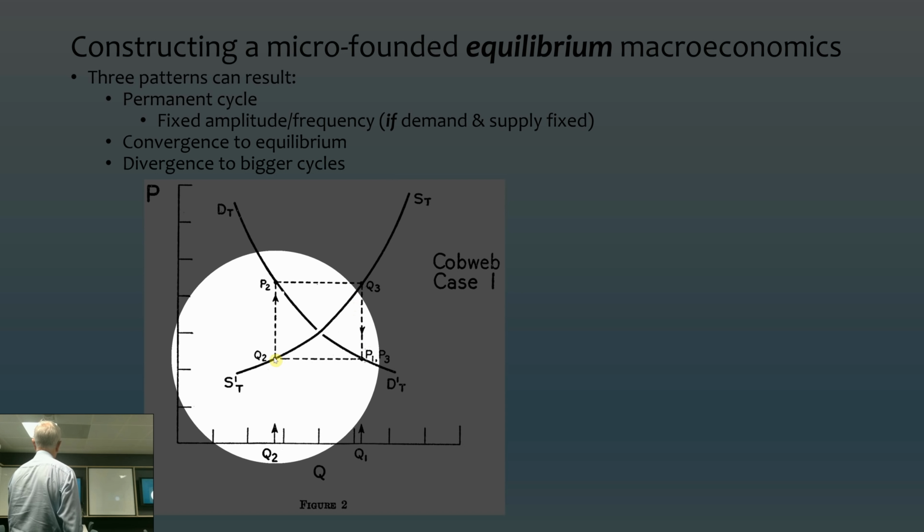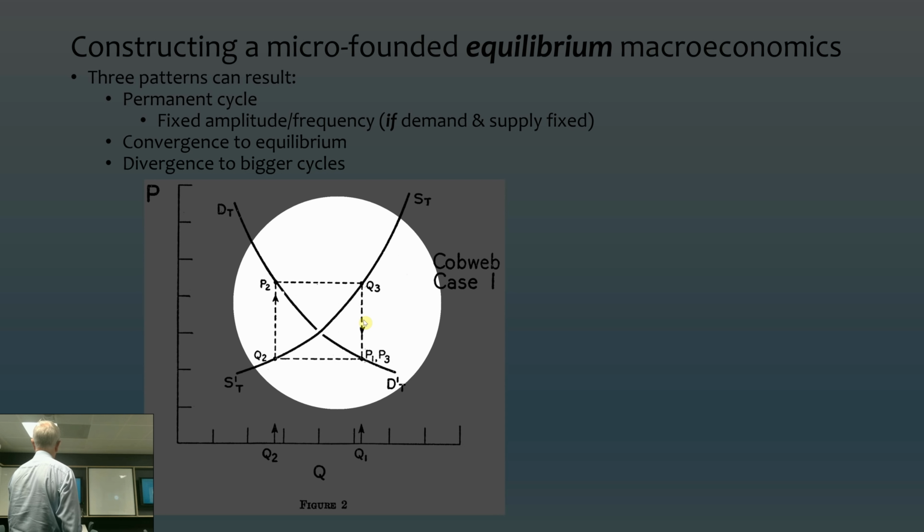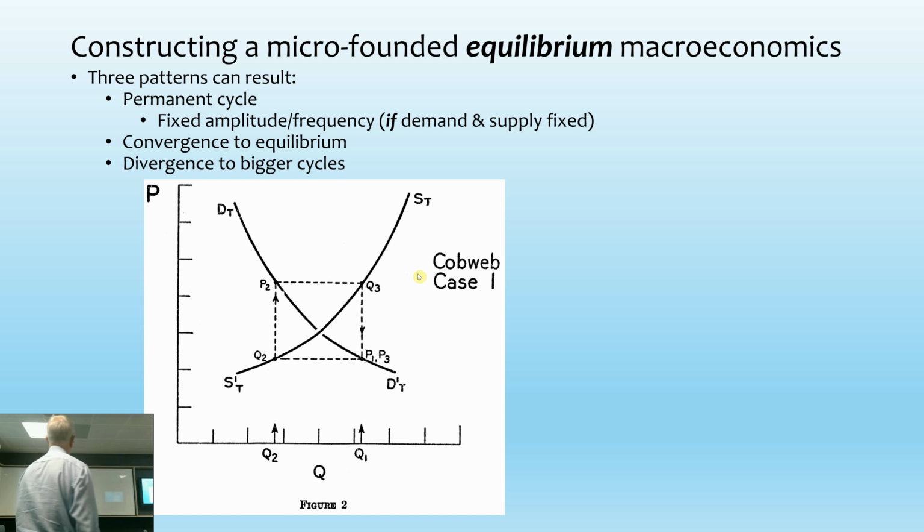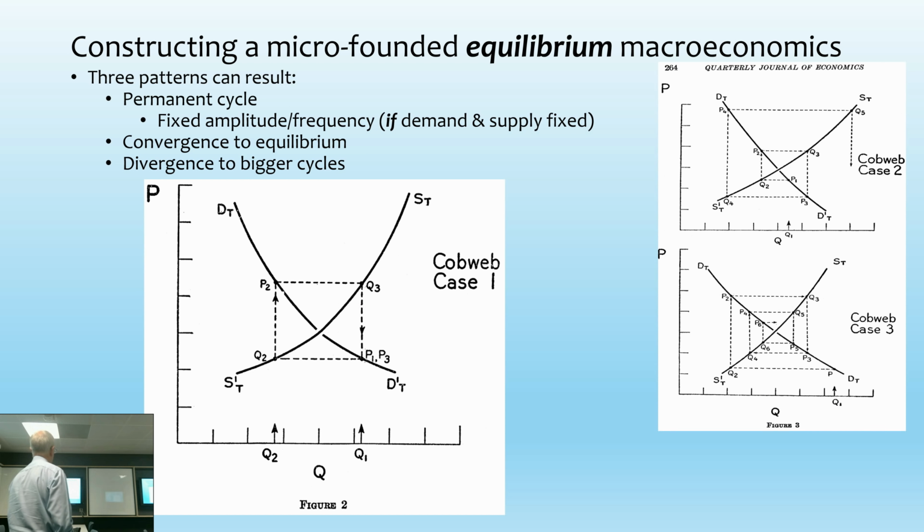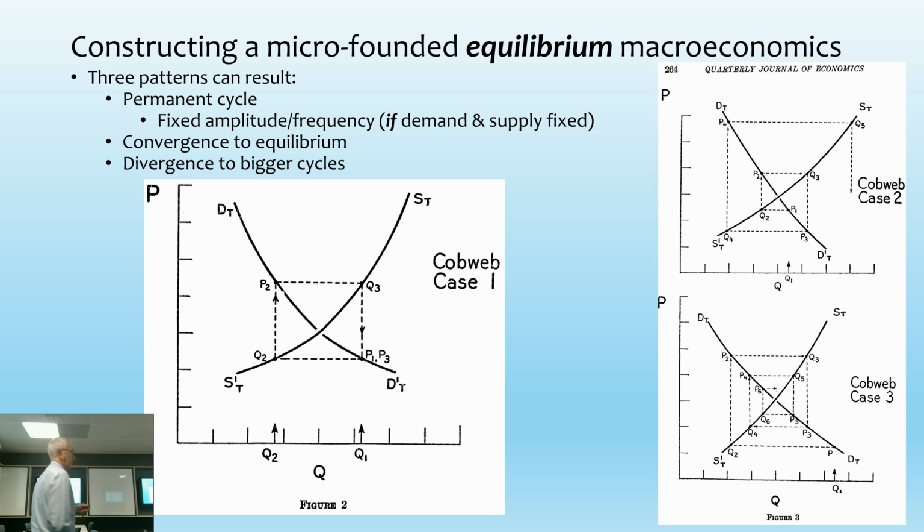So the low price, supply next year is low, and off you go. You just continue repeating the cycle. That's one way of seeing it. But you can have a possibility of them spiraling out or spiraling in.